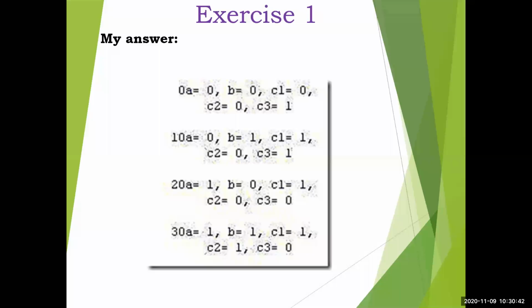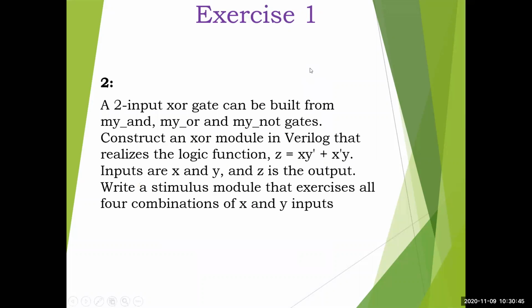Just note down the question. A two input XOR gate can be built from AND, OR and NOT gates. Construct an XOR module in Verilog that realizes the logic function z equal to x y bar plus x bar y. Inputs are x and y, and z is the output. Write a stimulus module that exercises all four combinations of x and y inputs. Clear? So you have to do this. They have already given the logic expression, so there is no need to write the logic symbol and truth table.